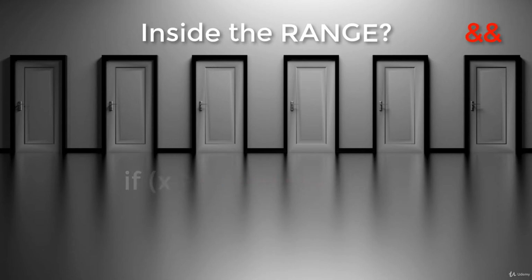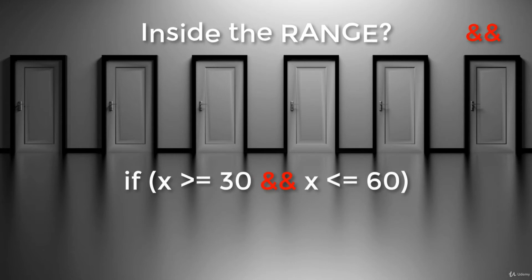Now evaluate the following statement. So the question here is, if the value is greater than or equal to 30, and at the same time the value is also less than or equal to 60. Both sides of the AND operator must be true.